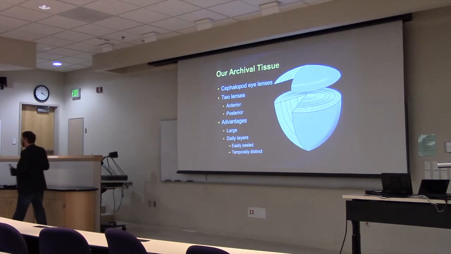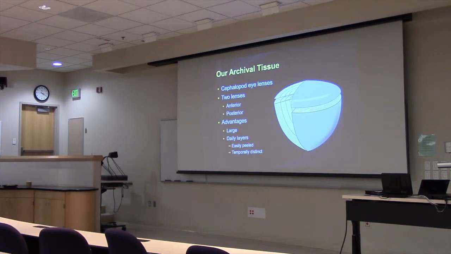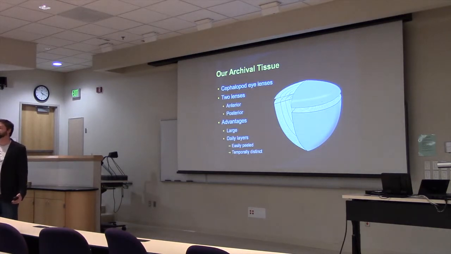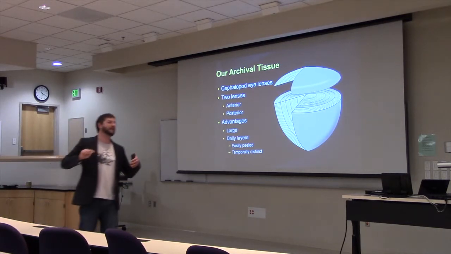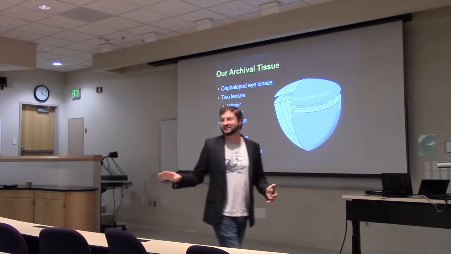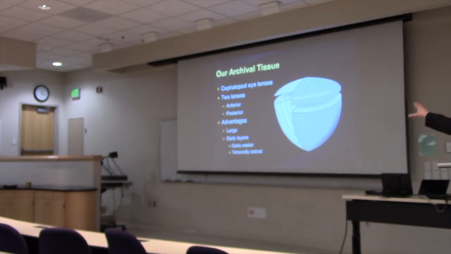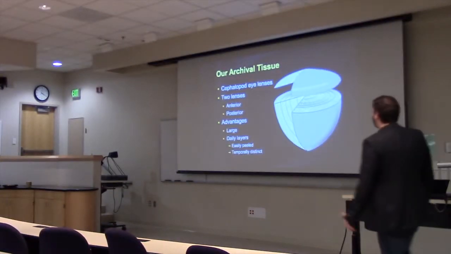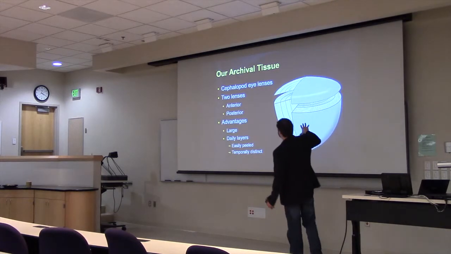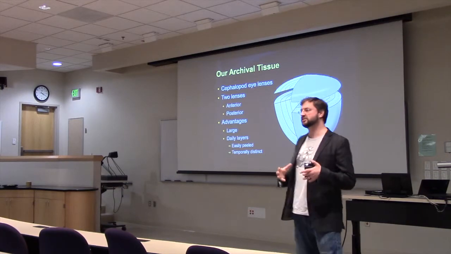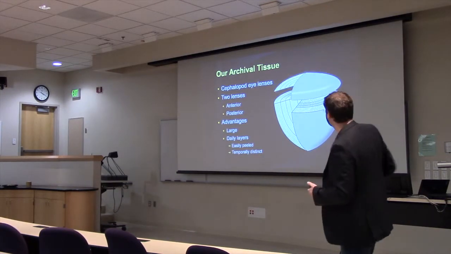So let's talk a little bit about what made them such a nice tissue to start picking out the stable isotope history of these animals. One thing I should point out first, though, is that they're not formed the same way that your eyes were. In fact, cephalopod eyes have a completely different evolutionary lineage to yours. Our common ancestors did not have eyes. They have arrived at this completely independently. What that means is that their lens is forming very differently. They have two different lenses that are smashed together, essentially. They have this anterior chamber and this posterior chamber.